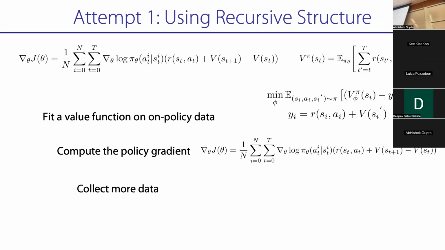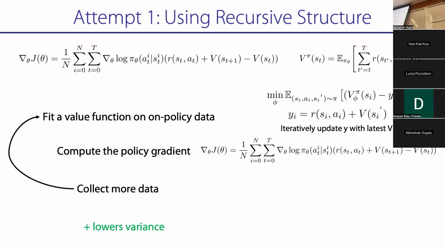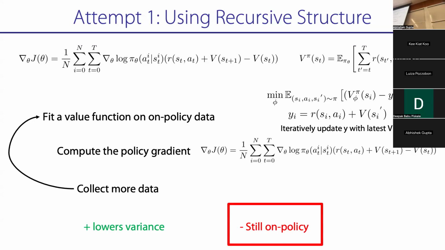The advantage is that it lowers variance, but the challenge is that every time you have to construct that V, you still have to sample on policy. So every time you have to construct V, you have to keep resampling, and that defeats the purpose of an off policy algorithm. So the thing we're going to try and tackle is how to deal with this on policy case.